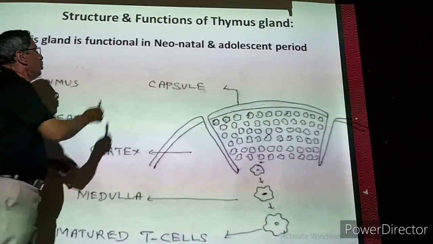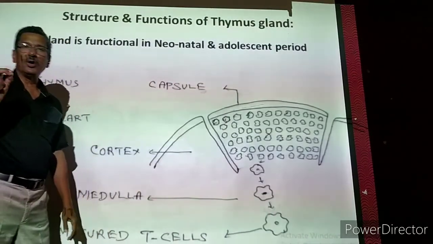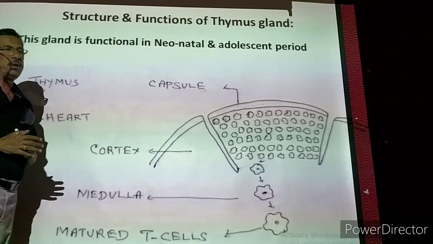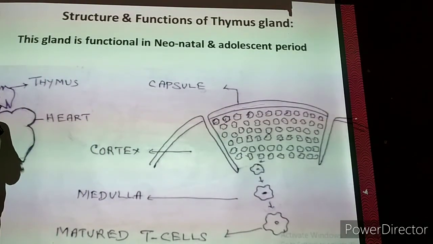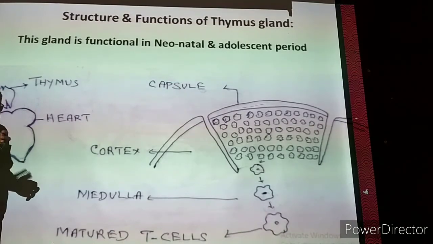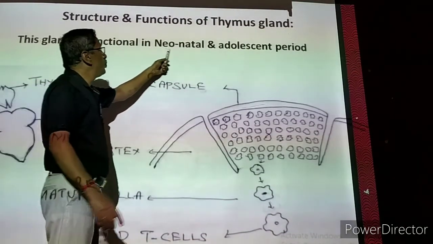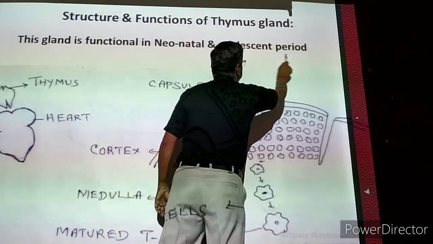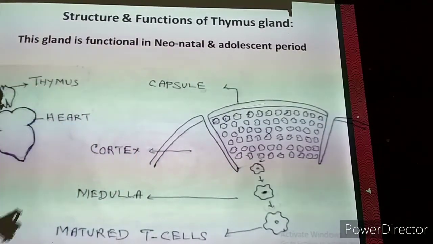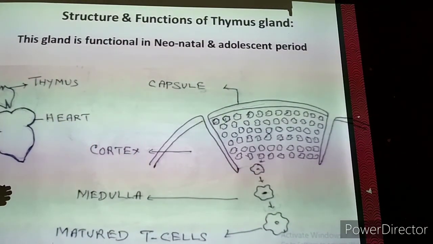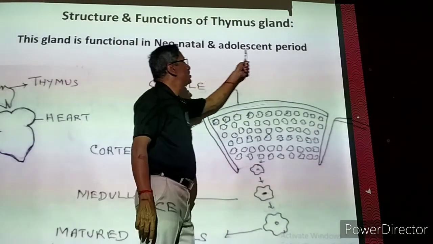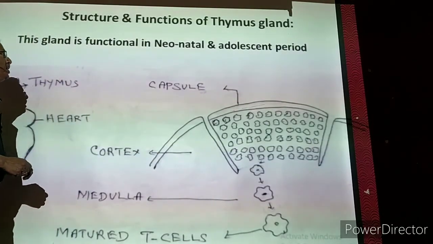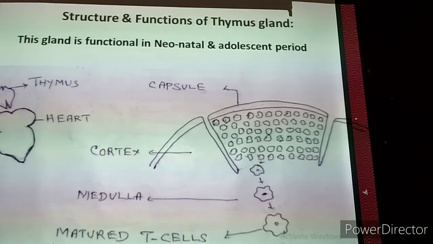It functions in one period of life only. What is the meaning of neonatal? Natal means birth, and neo means newly; a just-born baby. We can call it a newborn baby for 1 day, 2 days, 3 days, maximum 1 week. During this week the thymus gland is actively doing its function, and in the adolescent period too. Adolescent period means the age of 12 or 13, when the individual is attaining sexual maturity. Up to that age also, this gland is actively performing its function. That completes the structure and function of the thymus gland.